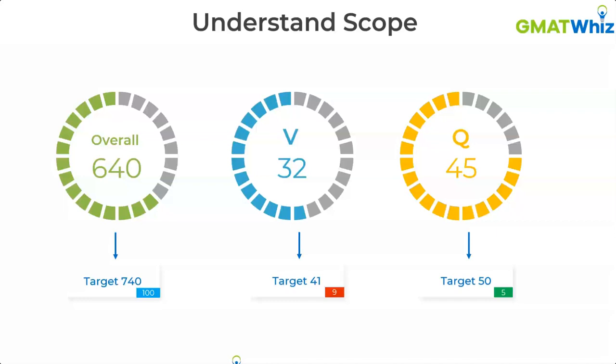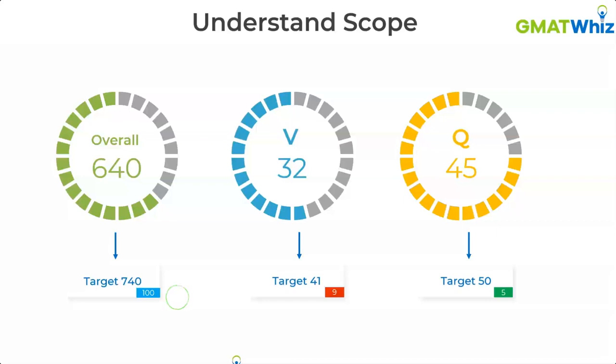Now why should we understand this? The reason we should understand the difference is because that will help us decide in which section we need to focus more. Should we focus more on verbal, should we focus more on quant, or both of them require equal attention? Now in this case, verbal you need to improve by 9 points, that's slightly higher. So our major focus should be on verbal. Obviously in quant also we need to improve by 5 points. So I would say the level of importance would be a 60-40, where 60% emphasis should be on verbal, 40% emphasis should be on quant.